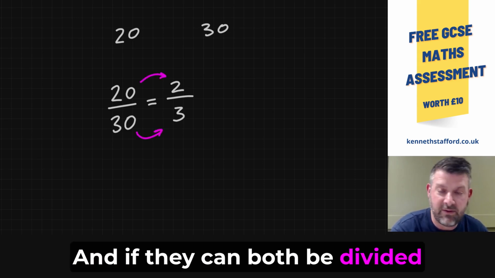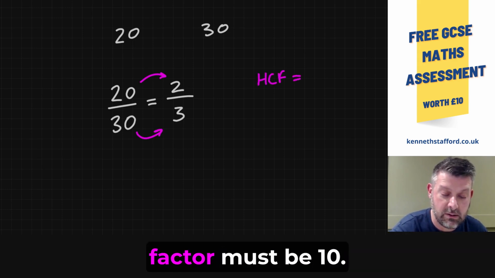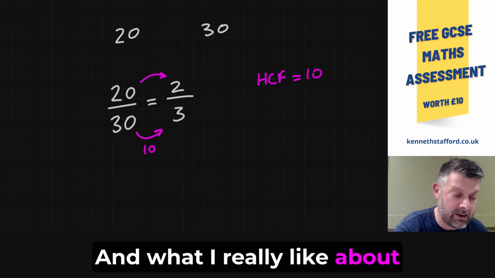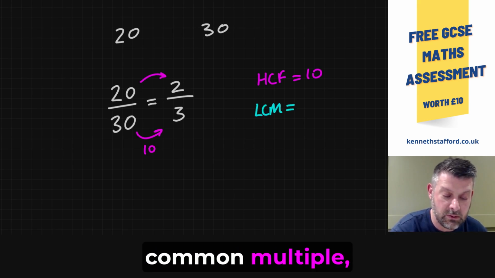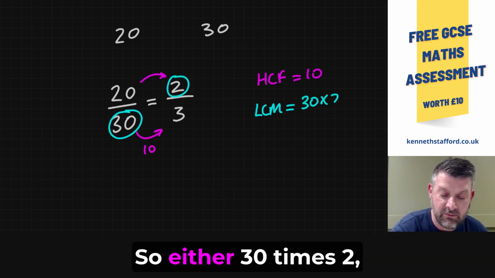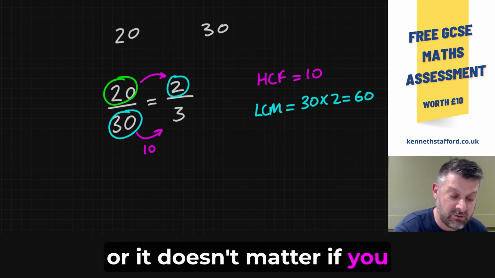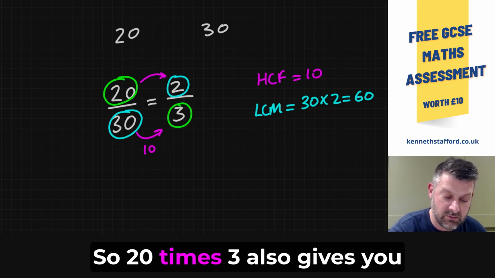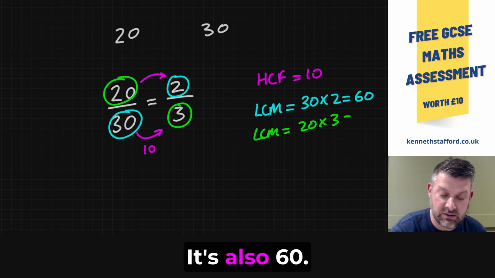And if they can both be divided by 10 and by nothing else, then the highest common factor must be 10. And what I really like about this method is once you've done that, to get the lowest common multiple, you simply times the diagonals together. So either 30 times 2, which is 60, or it doesn't matter if you pick the other diagonals. So 20 times 3 also gives you the lowest common multiple. It's also 60.